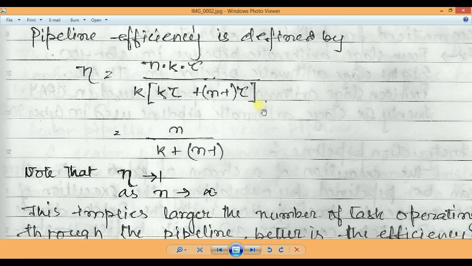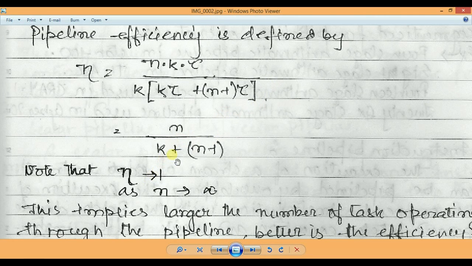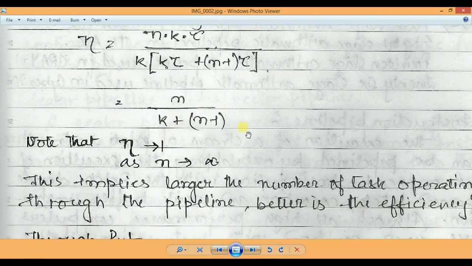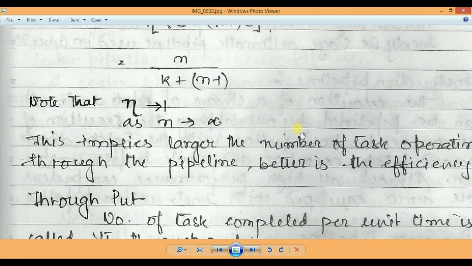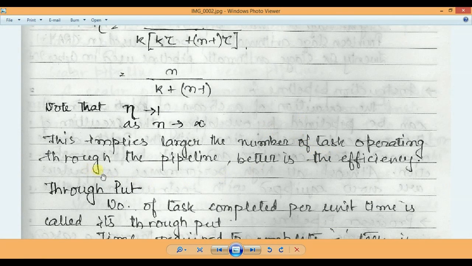If we cancel out tau, what remains is n divided by k plus n minus 1. Again the same argument: when n is much more than k, k plus n minus 1 is almost equal to n, so n by n gives 1. So the maximum efficiency is 1, and this happens when the number of instructions is much more. This implies the larger the number of operations through the pipeline, the better the efficiency.